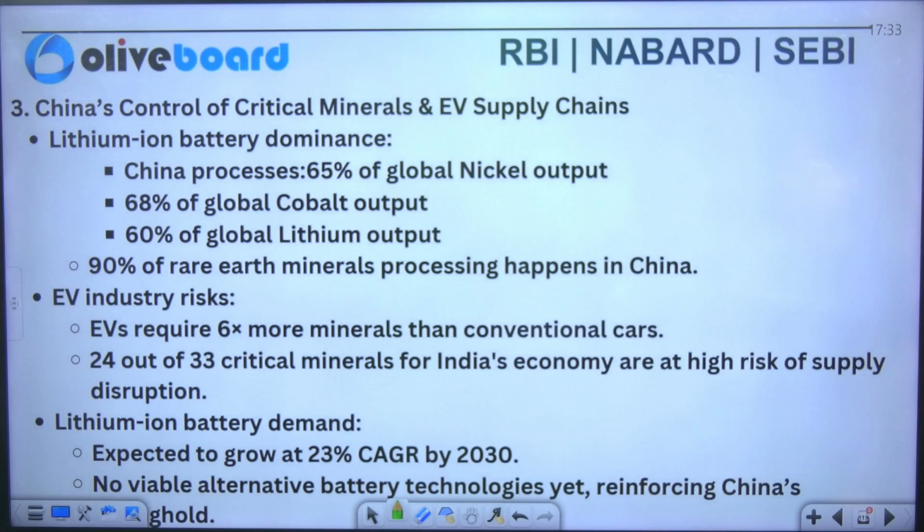China's control of the critical minerals and EV supply chain. If I talk about lithium iron batteries, here also there is dominance. China possesses 65% of the global nickel output, 68% of global cobalt output, 60% of the global lithium output as well. Now 90% of the rare earth minerals processing happens in China only. EVs require 6-fold more minerals than conventional cars, and China is fulfilling the gap. 24 out of 33 critical minerals of India's economy are at high risk of supply disruption, and China is taking benefit of it.